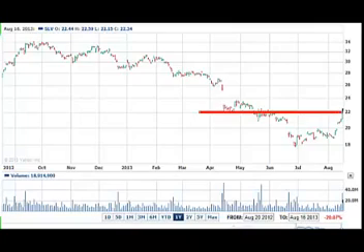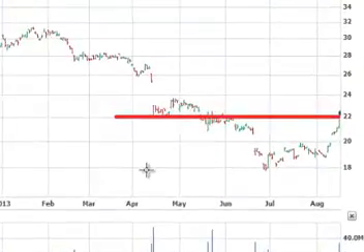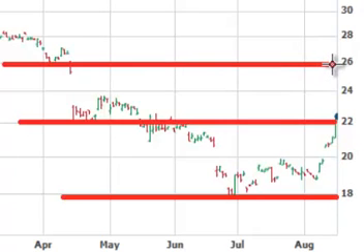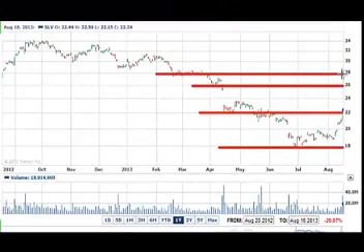Once again, we have the resistance here at 22. I'll show the support here at 18. And then we have the major resistance at 28. And then you can see, it's kind of a tough road up through 34.